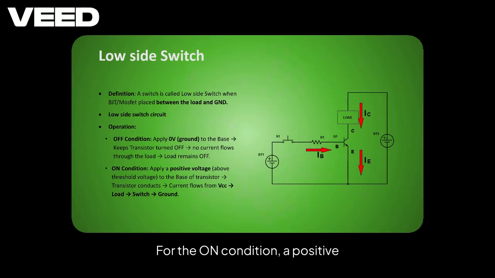For the on condition, a positive voltage above the threshold is applied to the base, causing the transistor to conduct. This allows current to flow from VCC through the load, switch, and then to ground, activating the load.